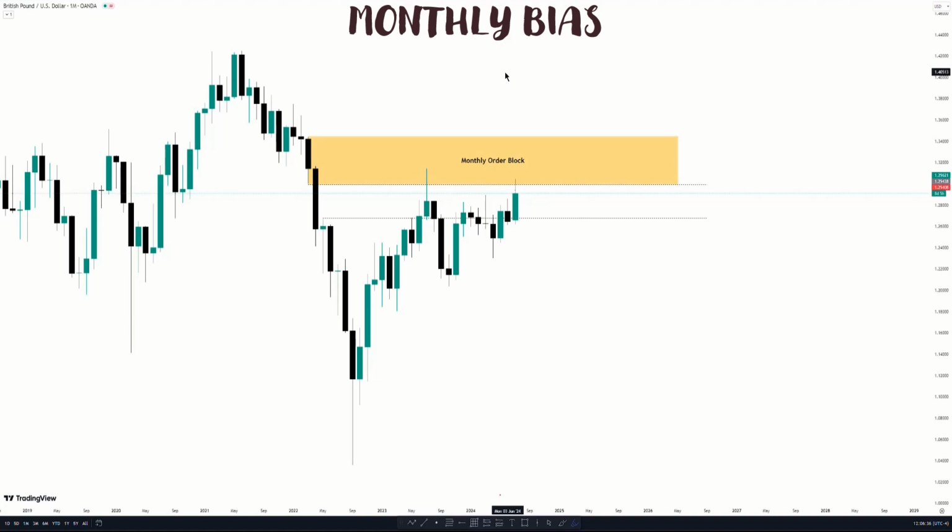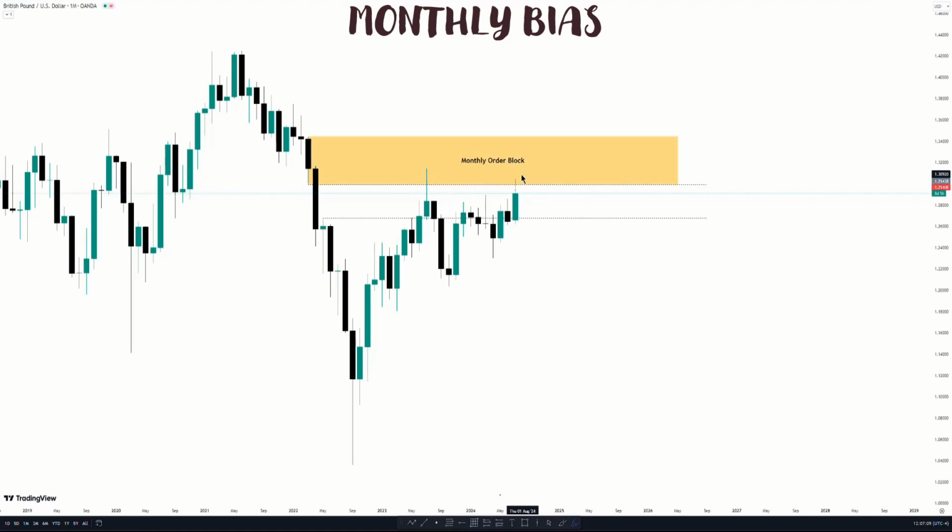All right, so when I'm saying monthly bias, let's say it's January. Let's say this is January. Okay, and then in January the price is already going into a certain order block, or maybe it's already in that order block. If it's a bearish order block, in your mind, that is a bearish bias. That's a bearish monthly bias. So that's what I mean by bias.